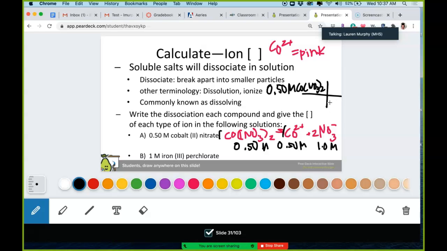What I just did is, mathematically, I did 0.50 molar of the cobalt 2 nitrate. And then I said, for every 1 of the cobalt 2 nitrate, there are 2 nitrates. And yes, I'm interchanging molarity with moles. You can, for just these type of problems, plug in molarity instead of moles, because they're all in the same size volume.